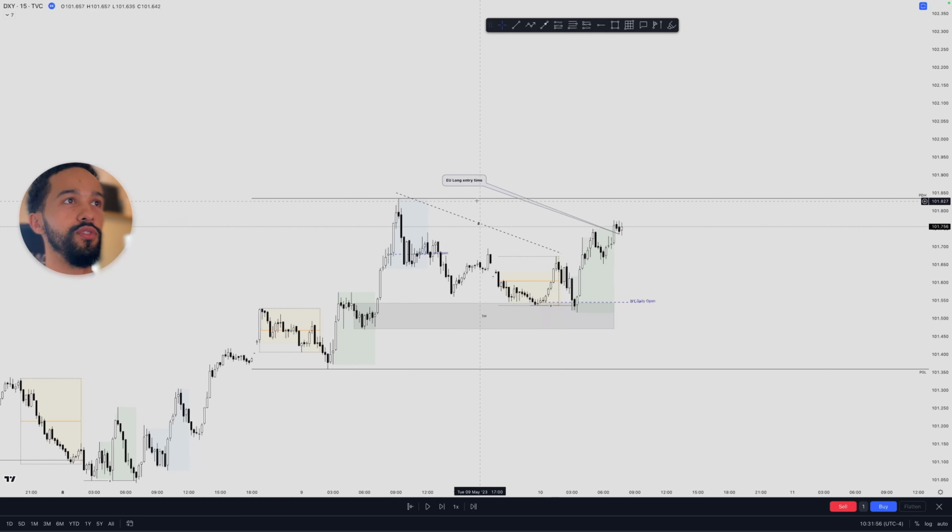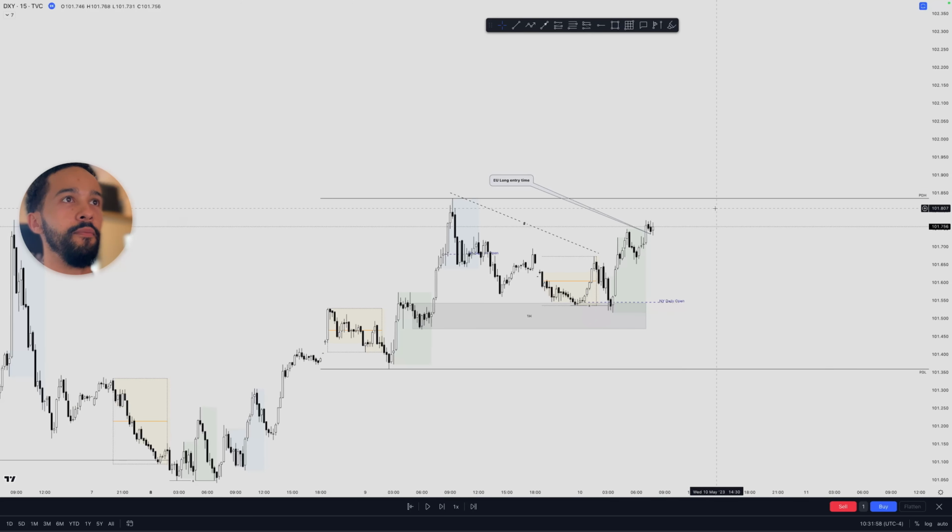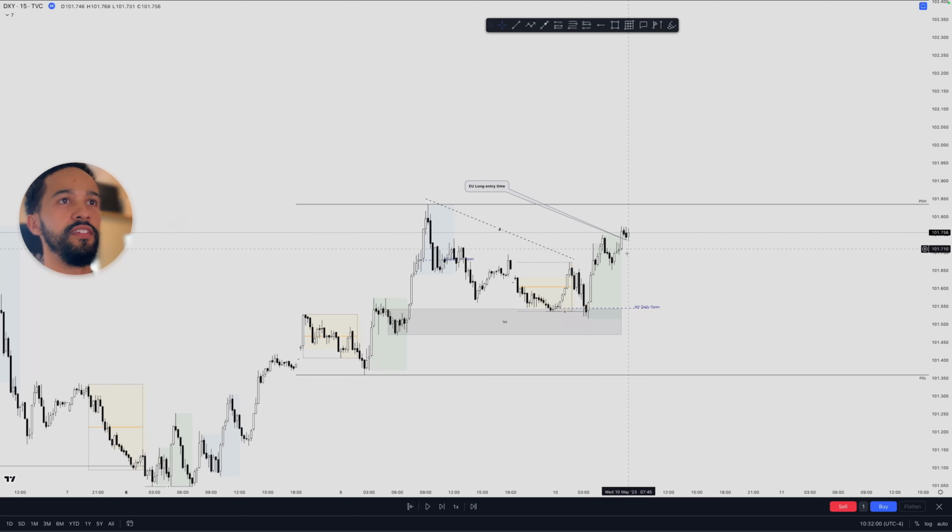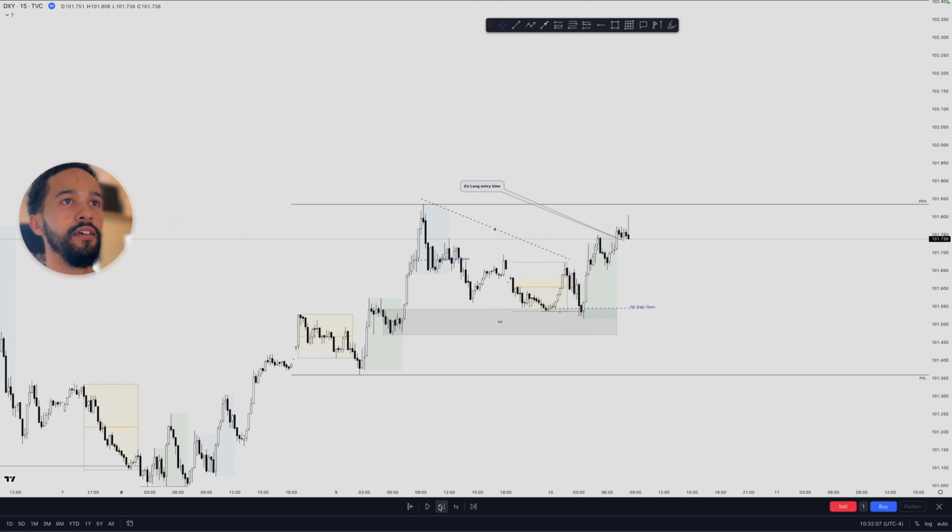If it wasn't for news, of course, we could have targeted that. But this is all I needed. We have this little fair value gap here. Price came back and filled that, and then obviously made its move forward, which was enough for me to hit my take profit.